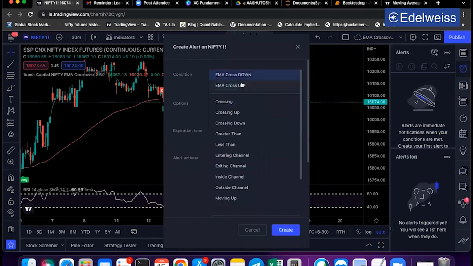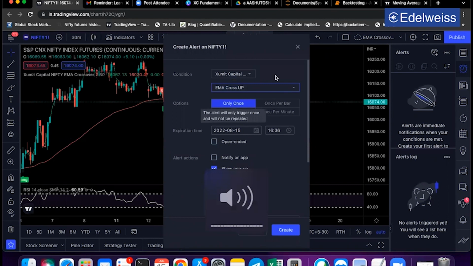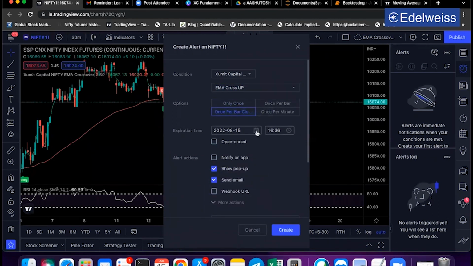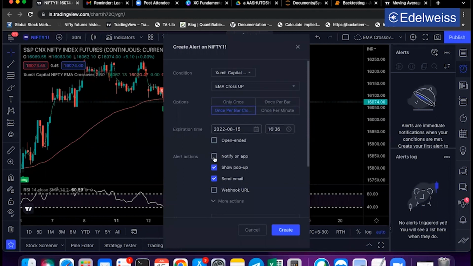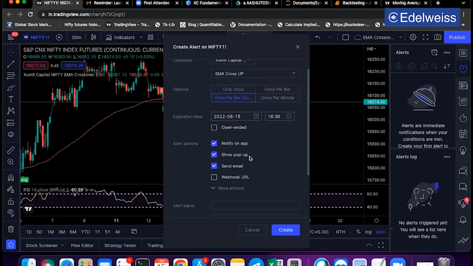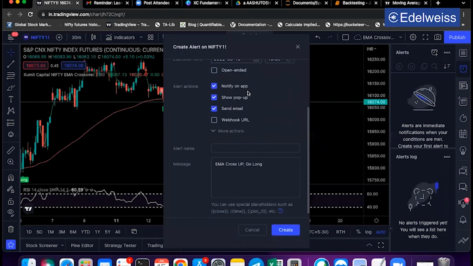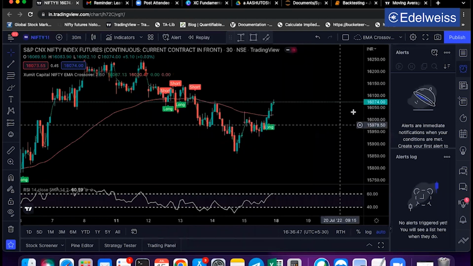Like this. So whenever my strategy goes long, once per bar close, I'll go, and TradingView notifies me on my email, on my app. It shows the pop-up, so I can create it.